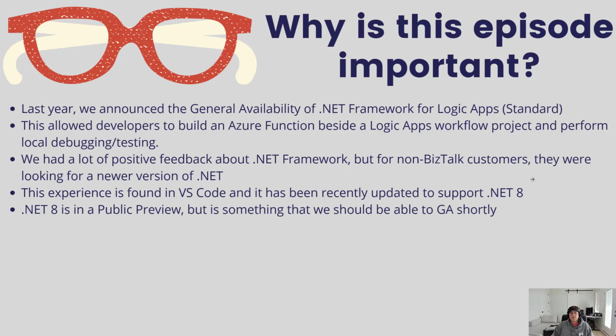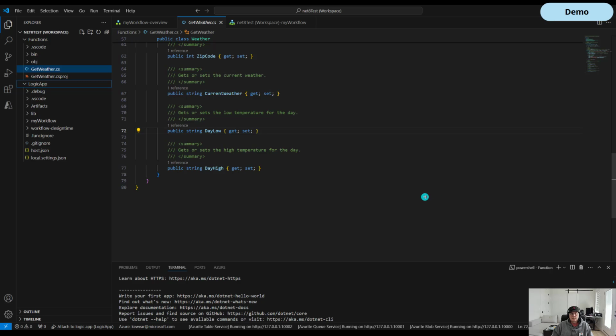So it's the same experience. I'll walk you through it in the demo. Very similar mechanics in terms of how this works. The difference is that you will now be able to choose .NET 8, and we will allow you to author .NET 8 code and run it. This is in public preview, but because we've got this existing model in place, I feel we should be able to take it to GA in the not so distant future. So let's jump into a demo.